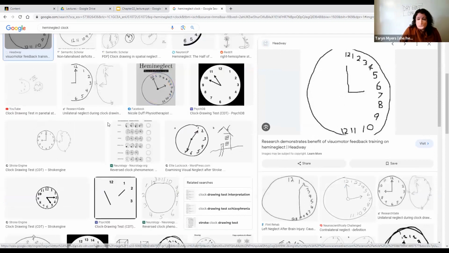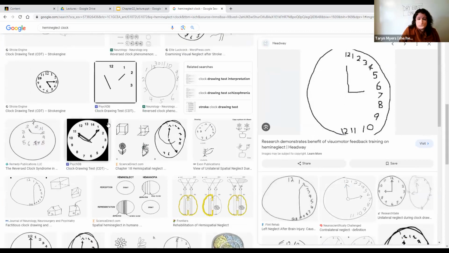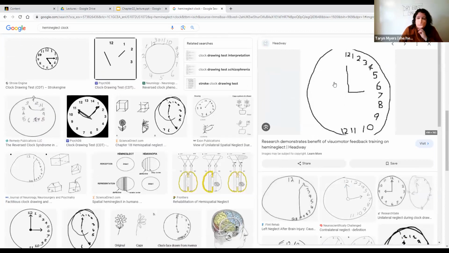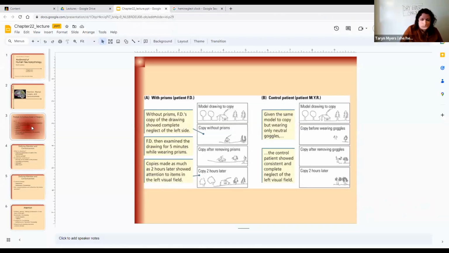But yeah, they will just struggle, and they will truly believe that they drew the whole clock, just like the woman truly believes she drew the whole daisy, right? And so that becomes a really interesting part of working with these folks.